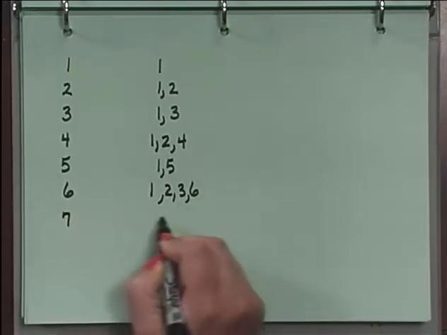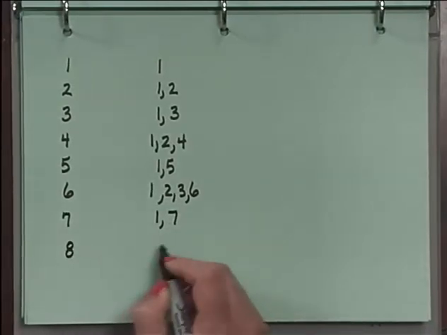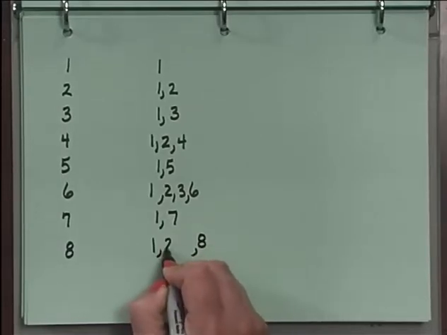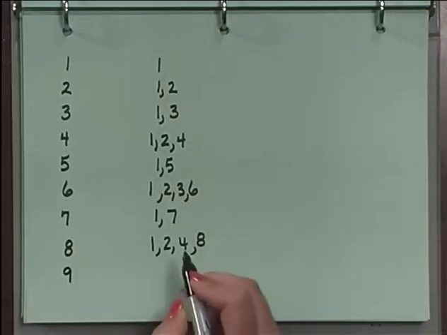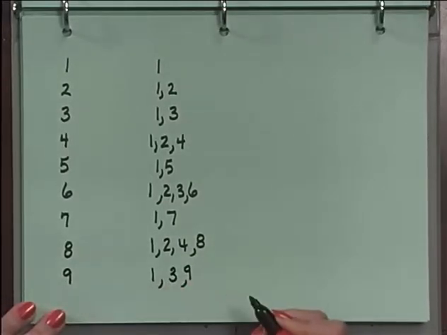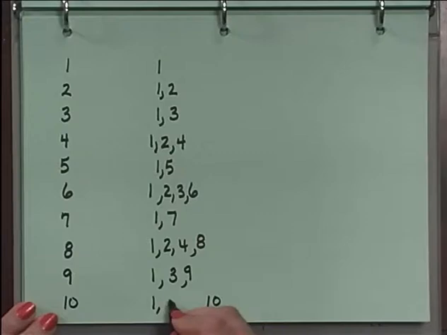The number 7 has 2 factors, 1 and 7. The number 8 has 4 factors: 1 times 8 is 8, and also 2 times 4. 9 has 3 factors: 1 times 9 is 9, and then 3 times 3. And then the number 10 has 4 factors as well: 1 times 10 is 10, and 2 times 5.